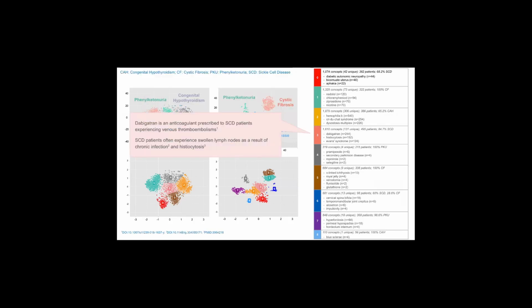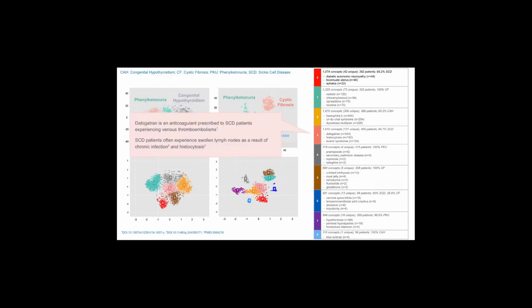For the first subphenotype, we found diabetic autonomic neuropathy. Like sickle cell disease, it has been shown to significantly affect the autonomic nervous system, and both disorders are associated with priapism. Aphakia is characterized by the absence of an eye lens and is most commonly caused during cataract removal surgery, and cataracts are very frequently associated with sickle cell disease.